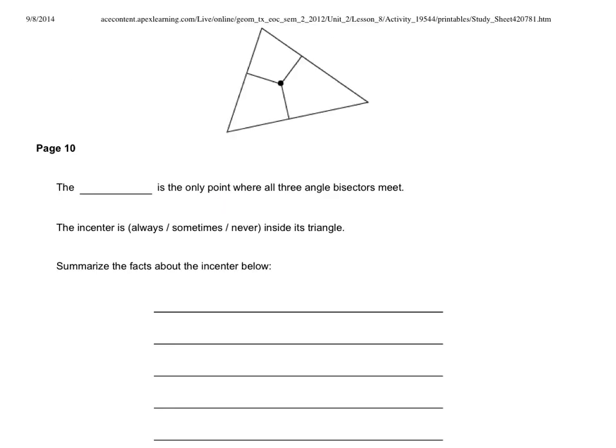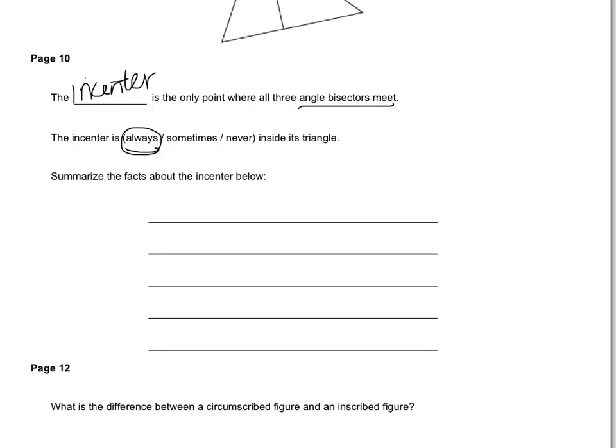So skipping to page 10, it says the incenter is the only point where all three angle bisectors meet. So it's important to note that the incenter is always inside the triangle. It's going to always be inside the triangle. It can never be outside. So we're going to skip on.